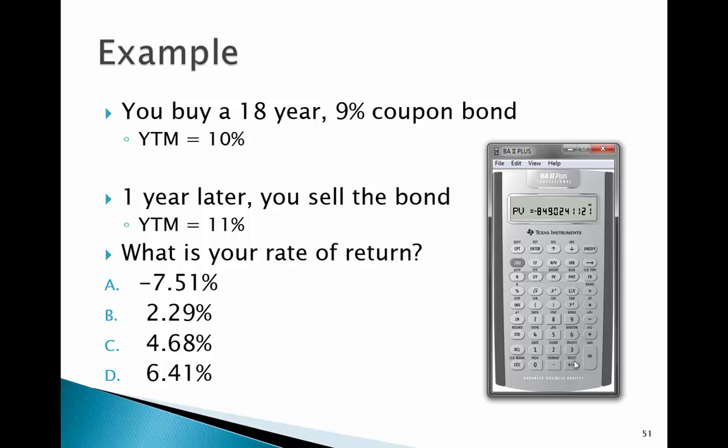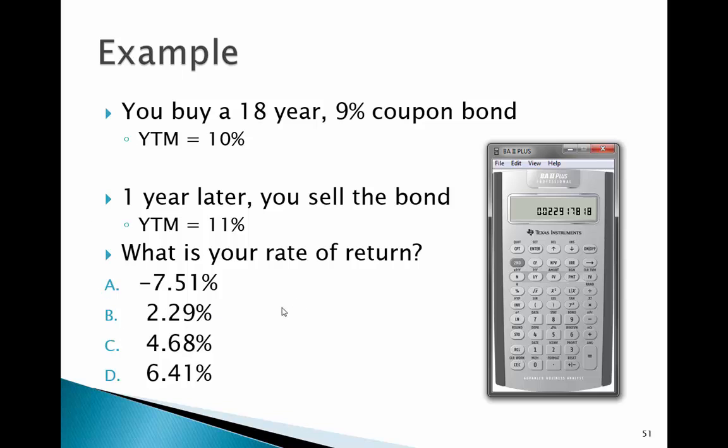$849. But since I kept it a year, I also collect a $90 coupon payment, so I'm going to add $90 to that. I get that much. I'm going to divide that by what I put in memory. Recall 1, that's the price I paid for it. And subtract 1. And I get a 2.29% return, which is B.